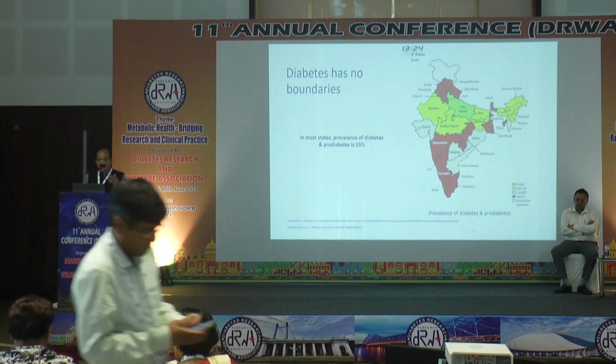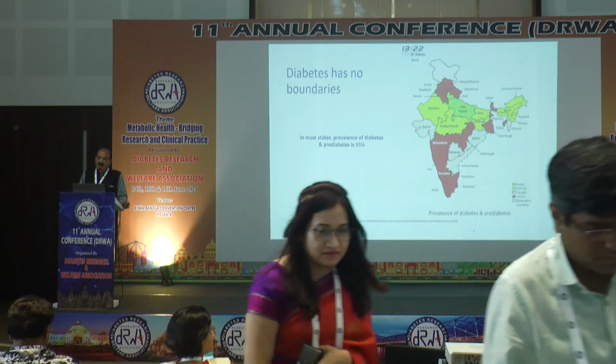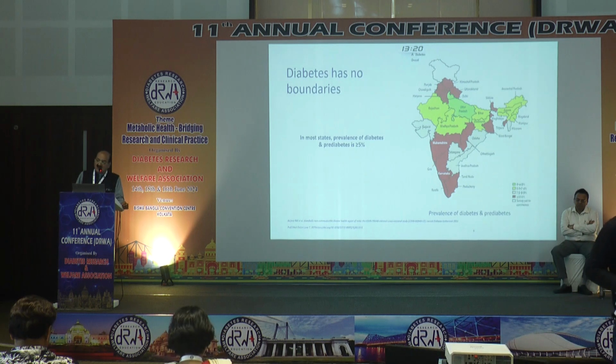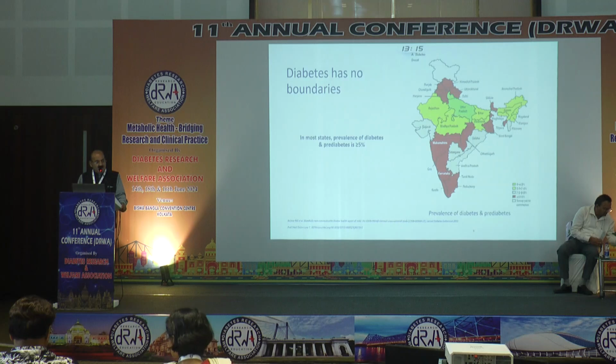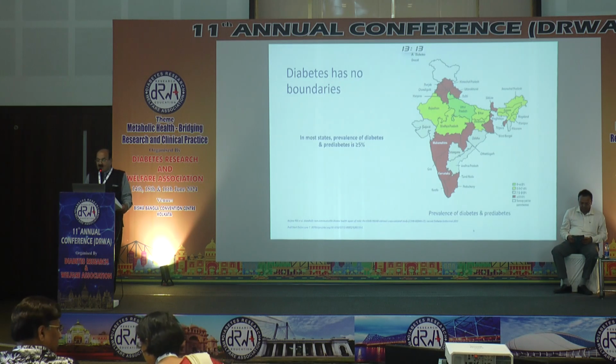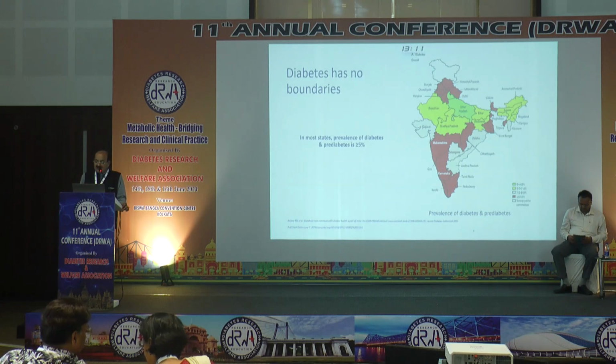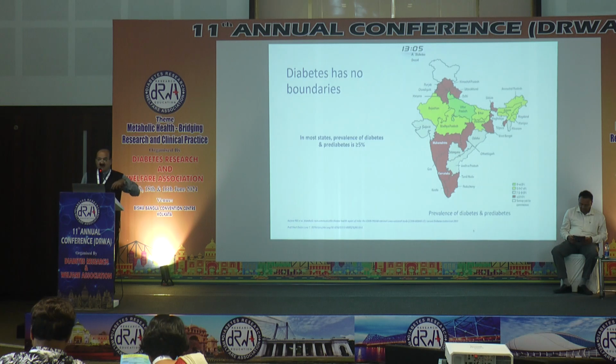And unfortunately, diabetes has no boundaries, irrespective of whether you are rich or poor. No more is it a rich man's disease or a disease only of the metros. Even the rural population, except Uttar Pradesh, which had the lowest prevalence, less than 5%, most of the states today have a prevalence close to 10%.